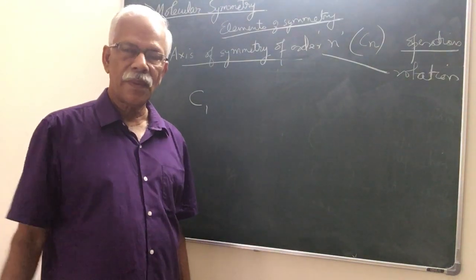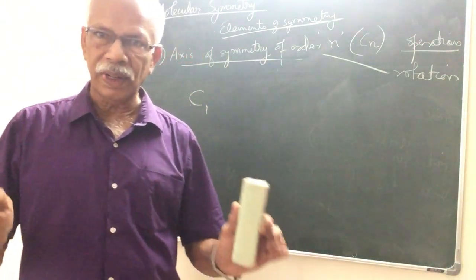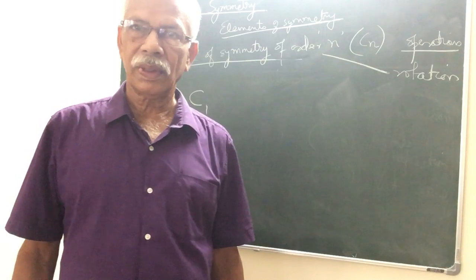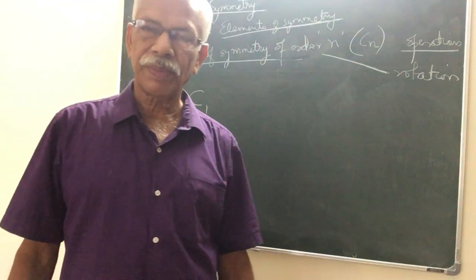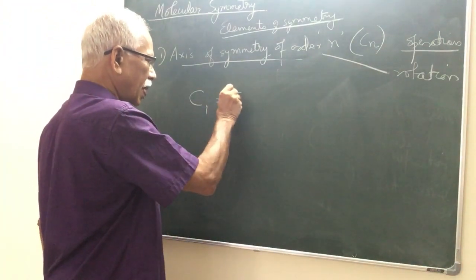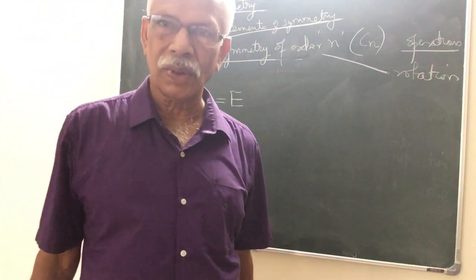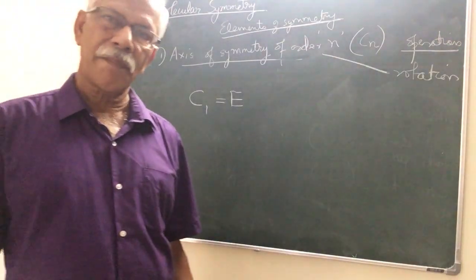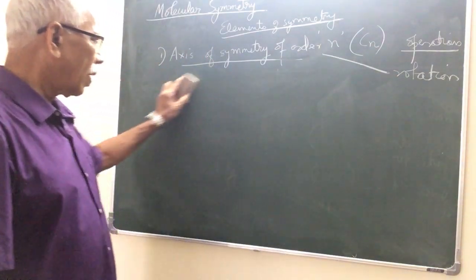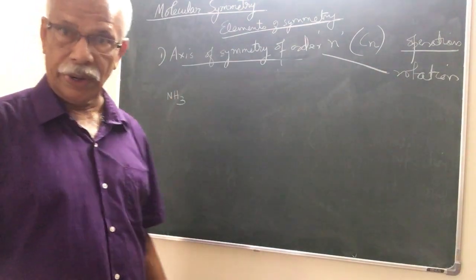And because we have a notation for the act of doing nothing, leaving it alone, operation done on the whole molecule, we may write that C1 is the same as the so-called identity, as if nothing has been done on the molecule. What is more important are axes of n value greater than 1. Think of a molecule like ammonia. We all know that ammonia is a pyramidal molecule.